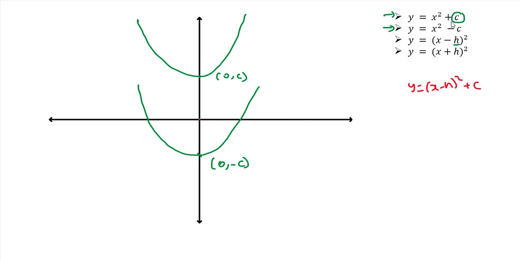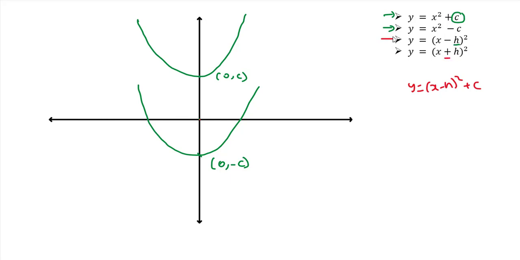Notice, in case of plus c, it was moving along the positive direction of the y-axis. Because of minus c, it was moving along the negative direction of the y-axis. But because of minus h, it will shift along the positive direction of the x-axis. And because of plus h, it will shift along the negative direction of the x-axis. So this is a minor difference between plus c and plus h that you need to take care of.